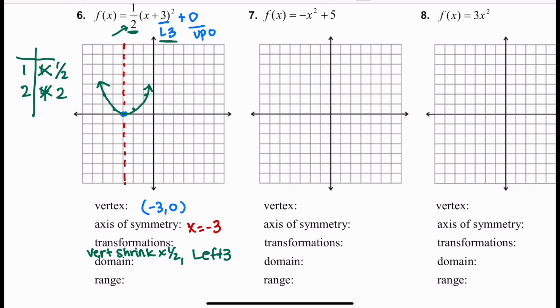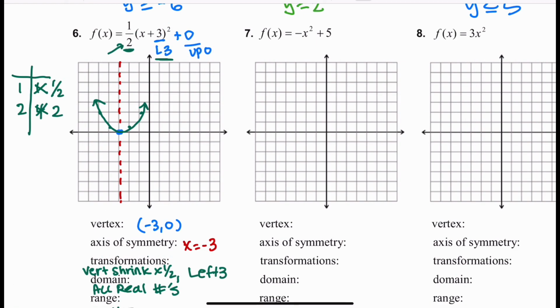Now domain is all real numbers, and then the range, it's the y values. The lowest y value is 0, and then it goes up. So everything is greater than or equal to 0.